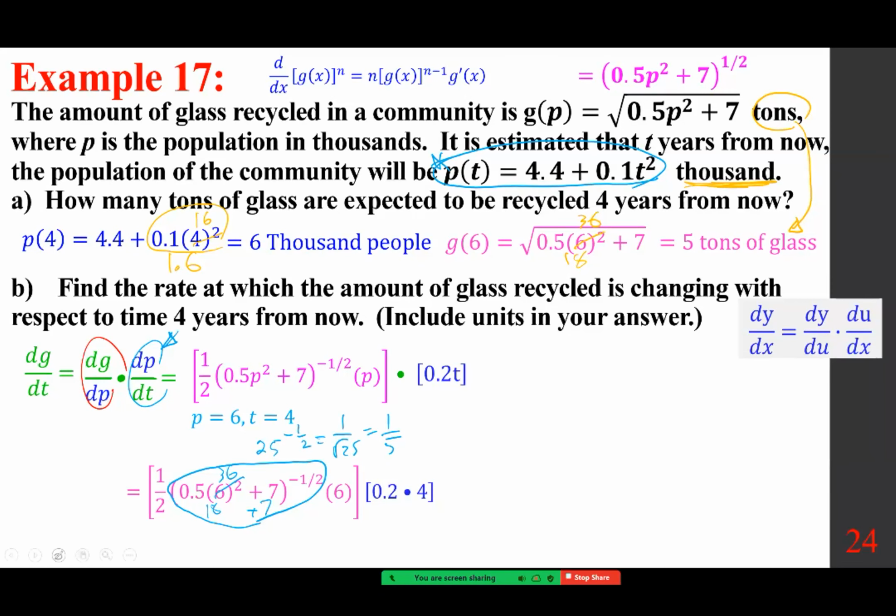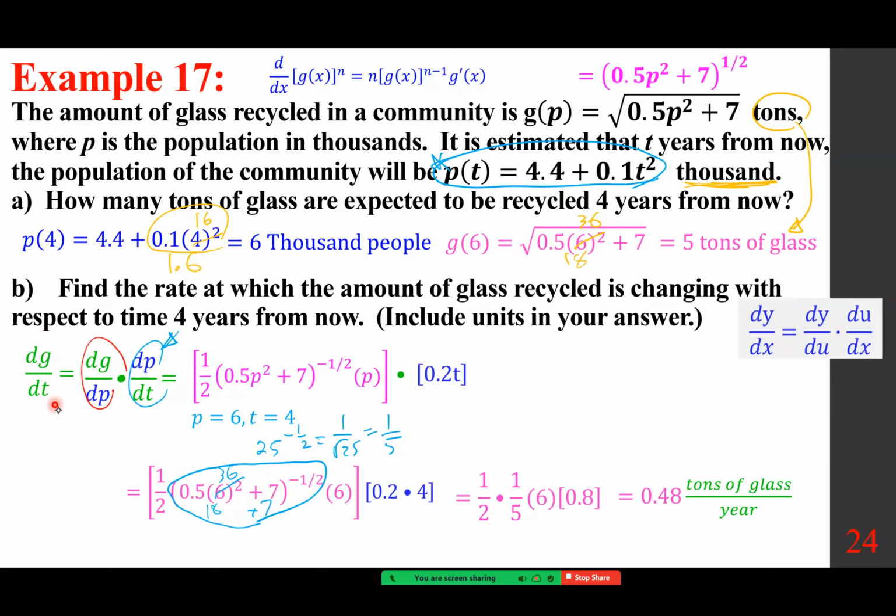This is elementary algebra. So this is 1/2. This whole thing is 1/5. Number 6 remains. These two give us 0.8. So again, 1/2. Everything here changes to 1/5. Number 6 remains. 0.14. The product is 0.8, and it becomes 0.48 tons of glass per year. dg dt, units of the numerator over the units of the denominator. So 0.48 tons of glass per year.